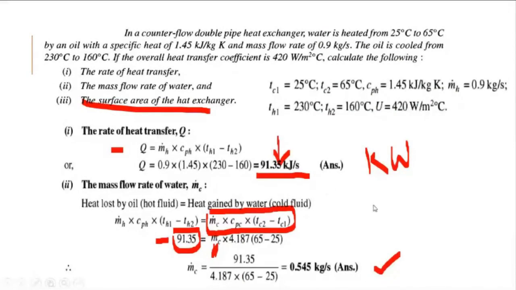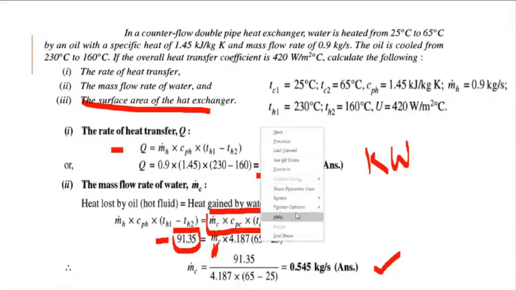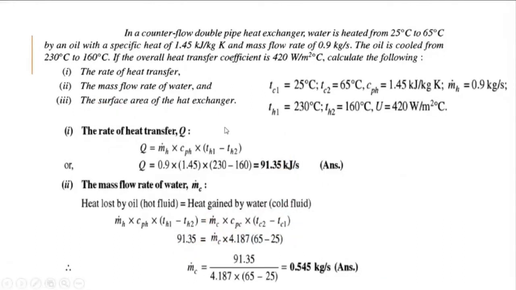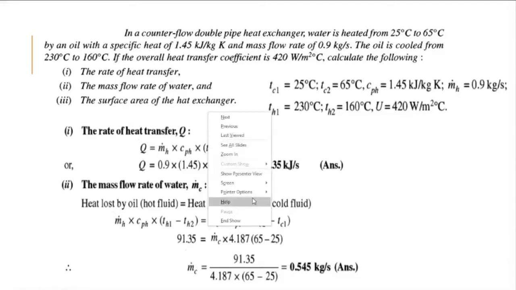So in case CPC had been given instead of CPH here, then do we have to refer to the data handbook for the value of CPH? I'm not getting you. Value of CPH here. Had they given us the value of CPC, we would have still been able to determine everything.